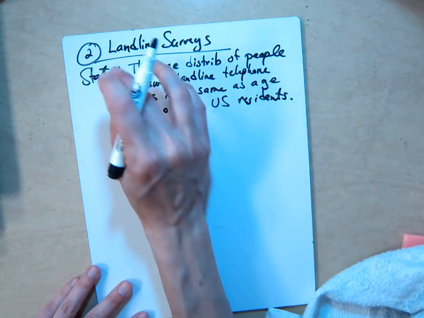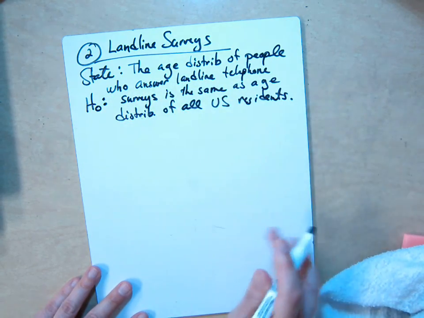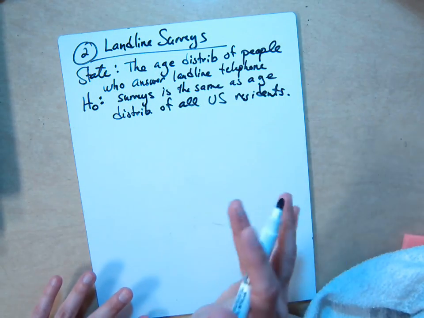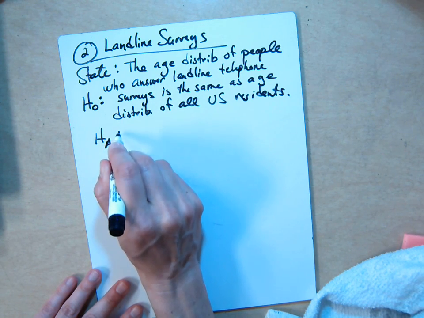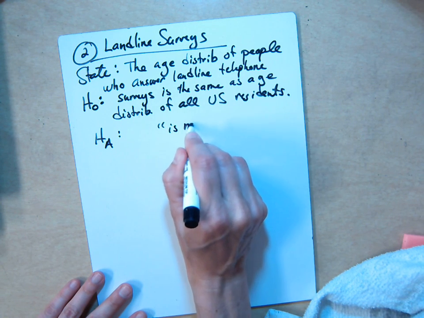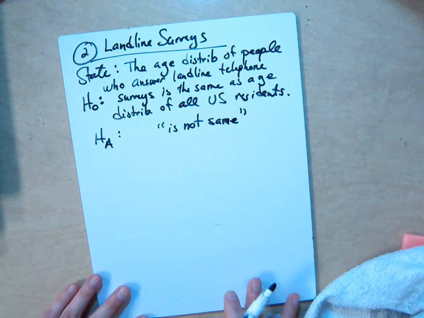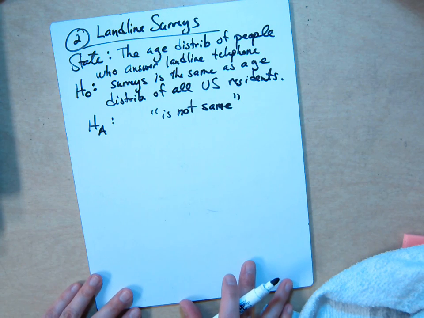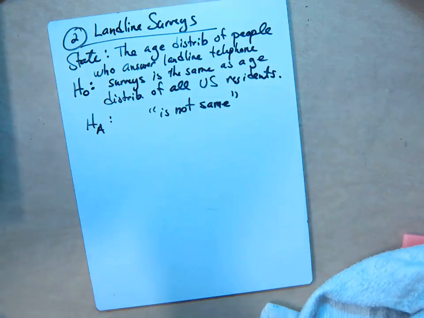So that's H naught. Remember, H naught is still the statement of no change or statement of equality. And then H sub A, the alternative hypothesis, is everything above but is not the same. And that's all. So H naught, it is the same. H sub A, it is not the same. That's state.